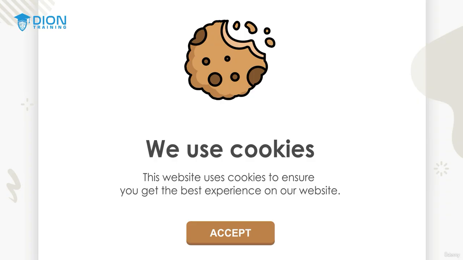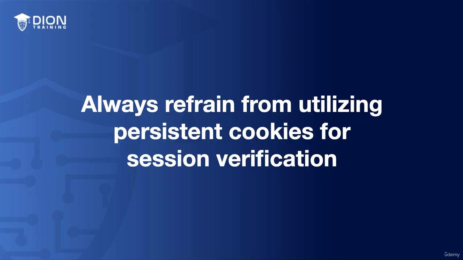For example, a banking website would use secure cookies to store session information to ensure that even if an attacker can intercept network traffic, they cannot read or modify the cookie data. There are some practices that you should be aware of when utilizing cookies. You should always refrain from utilizing persistent cookies for session verification. Instead, you should always generate a fresh cookie each time the user authenticates again to prevent session hijacking from occurring.